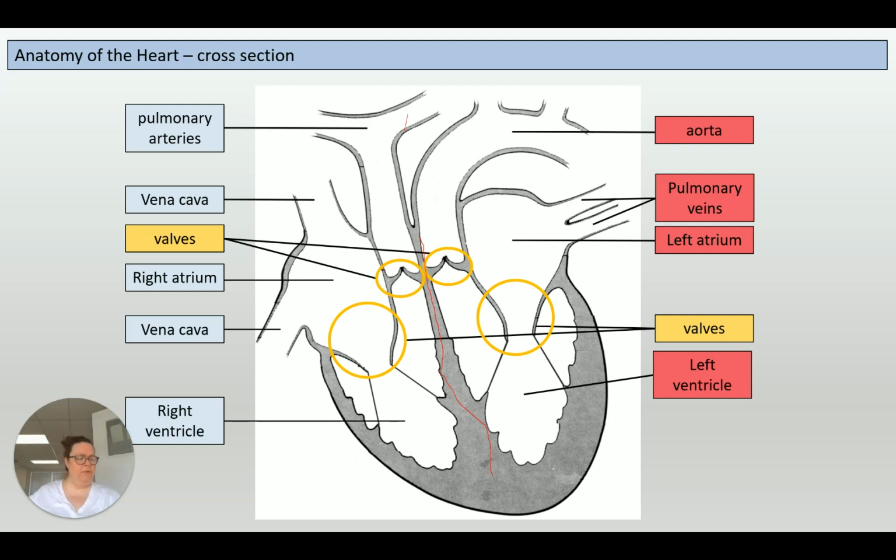Now, these two labels here, these extra valves here, are only for Edexcel. Okay, if you're AQA, it's just these two here.